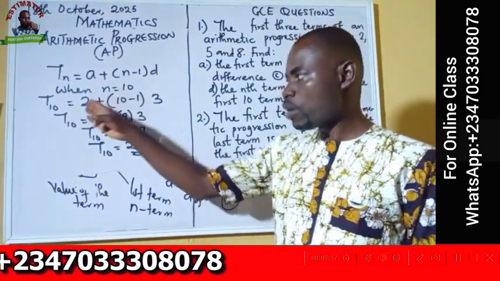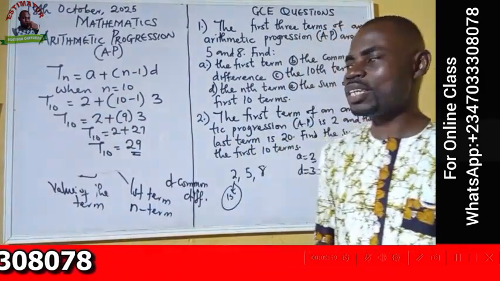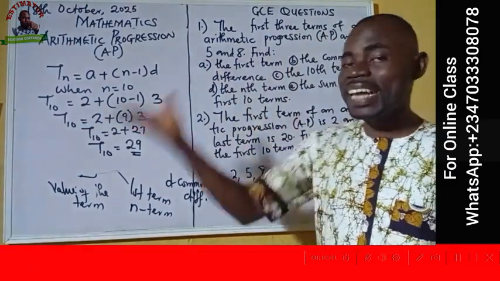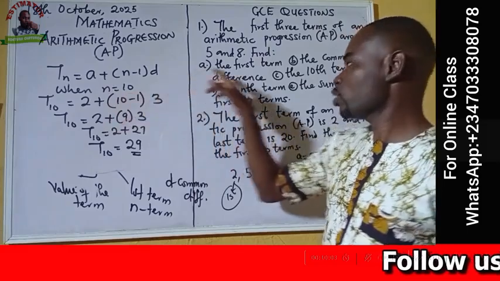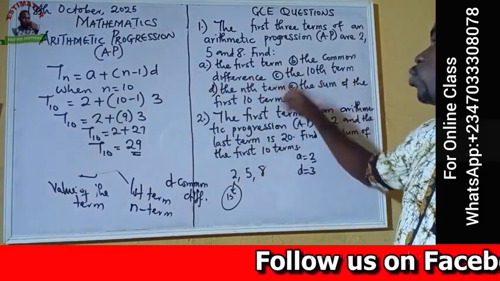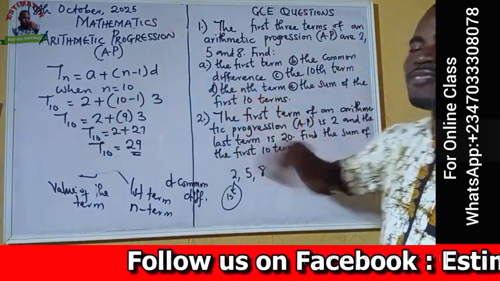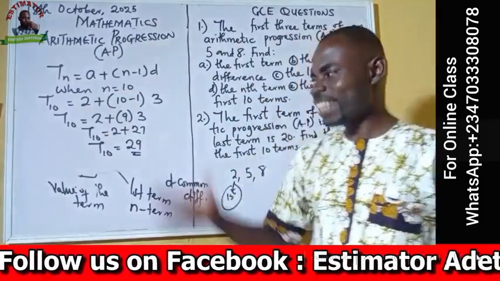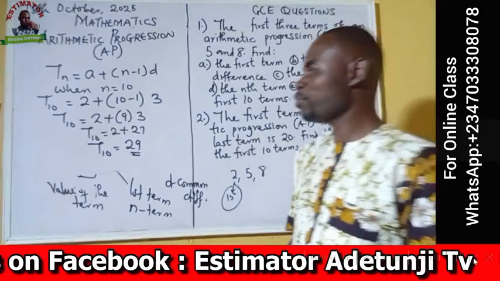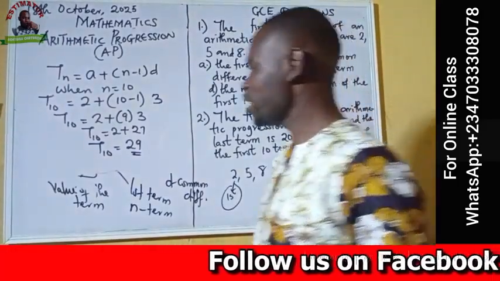So the same way we have done this is the same way we are going to do it when n is n. Here, when they told us to find the 10th term, that is when n is 10. But this time around, when n is n. Now let's see how it goes. Let me rub up the board here and let's see how it goes.